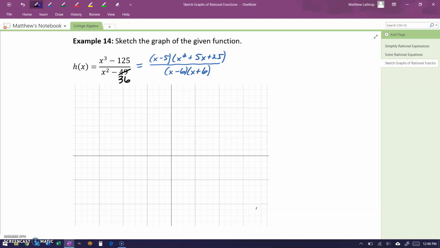There are no factors that will cancel out, so when we look at finding our vertical asymptotes, we'll consider both x minus 6 and x plus 6 equal to 0, meaning we'll have vertical asymptotes at both 6 and negative 6.